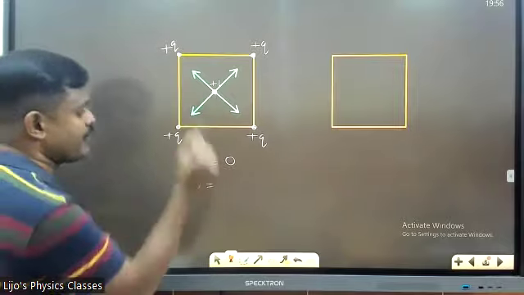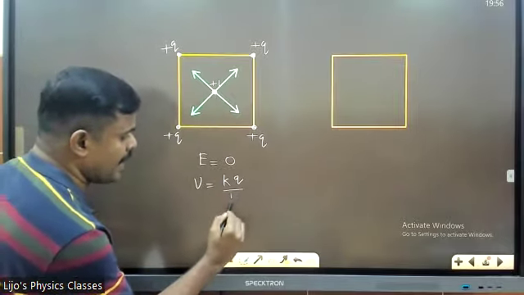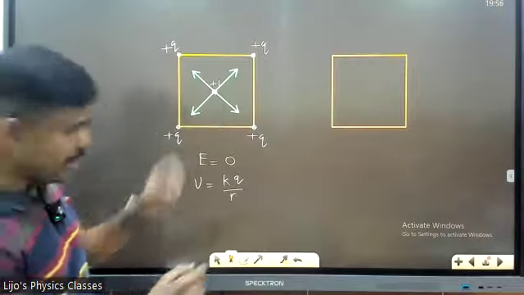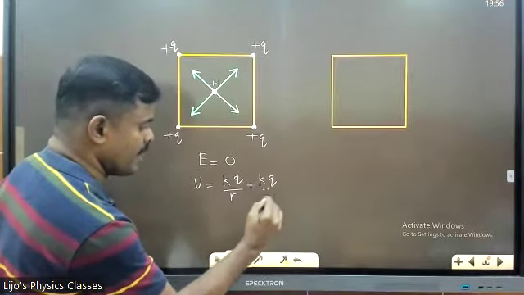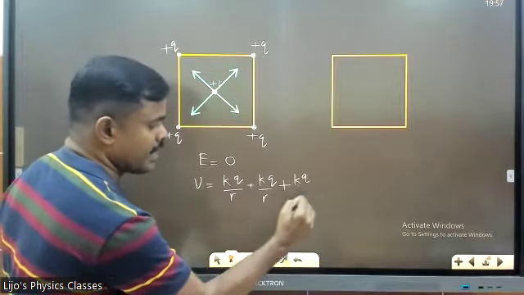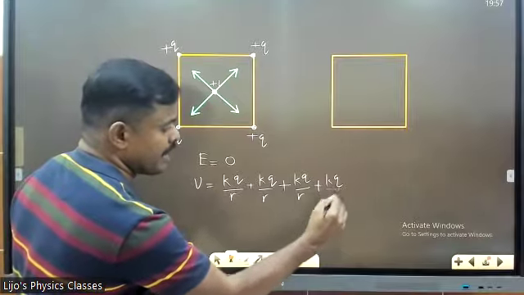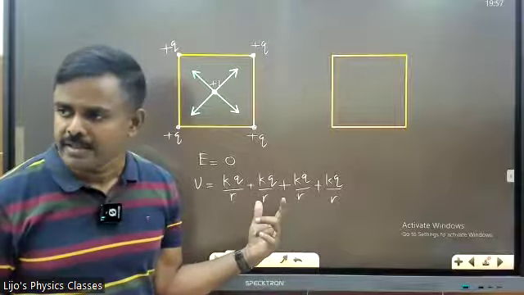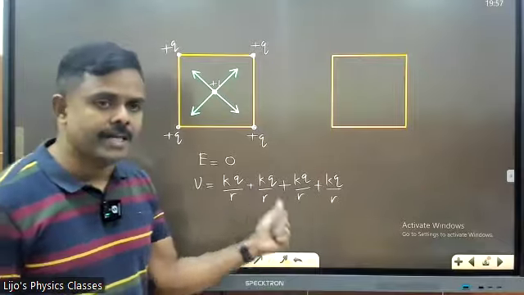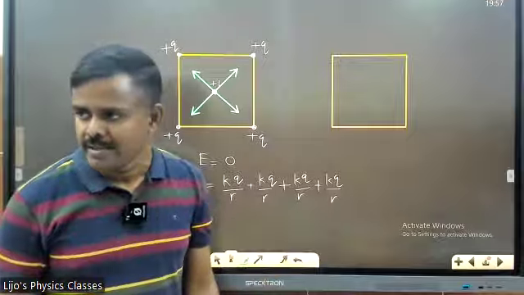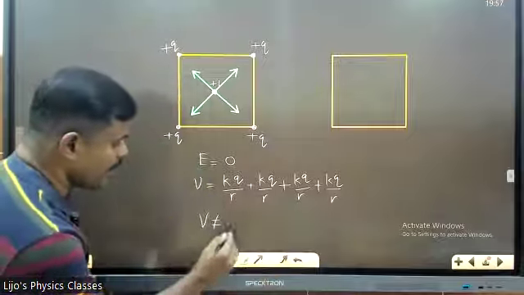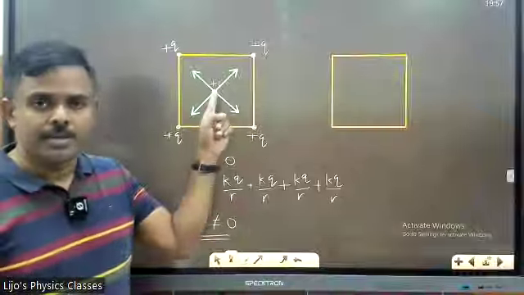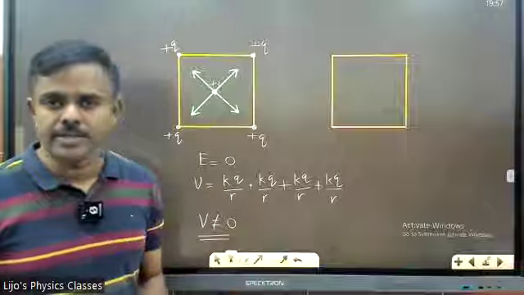First, potential due to the first one: KQ by R, where R is the distance here. Potential due to the second one: KQ by R. Third one: KQ by R. Fourth one: KQ by R. Will it have a chance of becoming 0? No. All are positive, right? KQ by R plus KQ by R plus KQ by R plus KQ by R, 4 KQ by R. So I can say potential is not equal to 0. In this case, electric field is 0, and potential is not equal to 0.